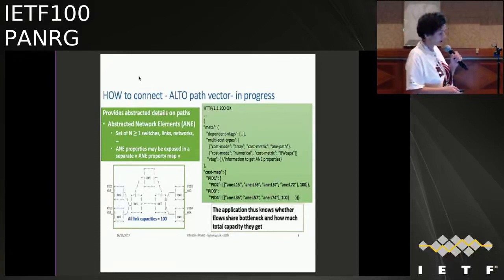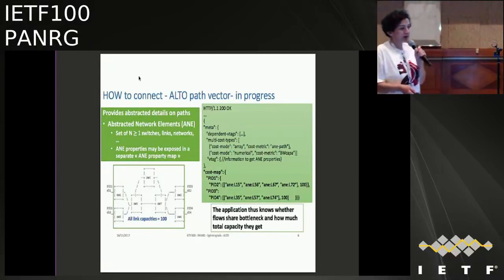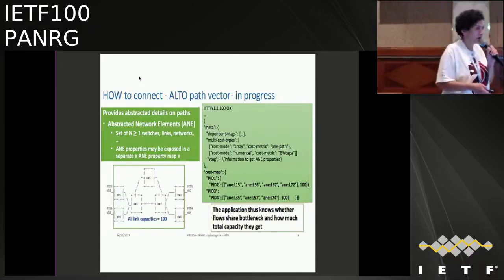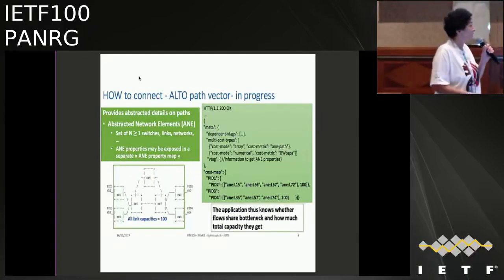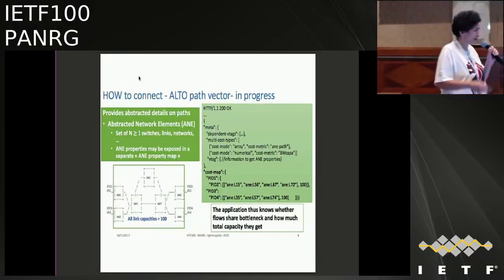So you have one extension that is called Alto path vector. So the Alto path vector abstraction details some parts of an end-to-end path that the network considers as significant, and it describes them as abstracted network elements, which is a set of one or more switches or links or any part of the network. And the ANE properties may be exposed by the network in a separate property map.